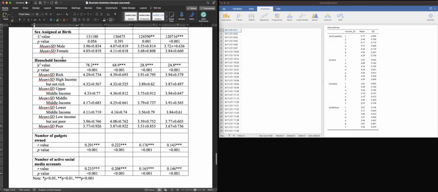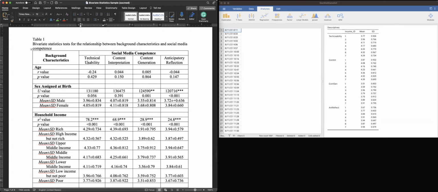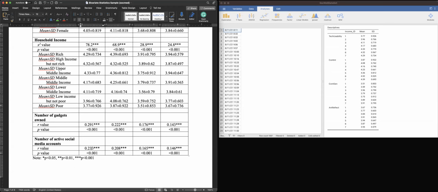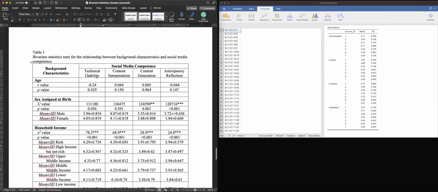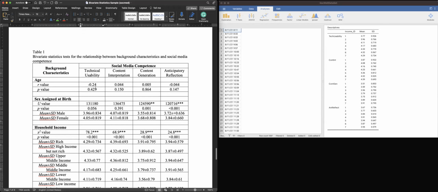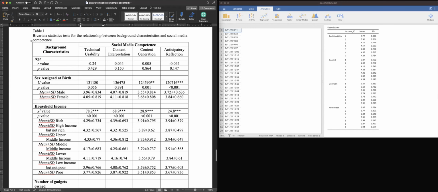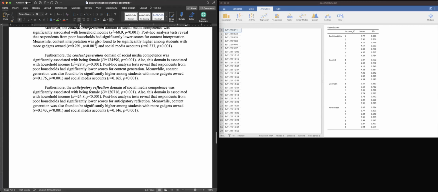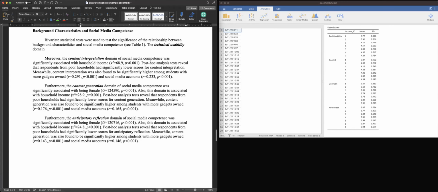So now how do you do the textual explanation? The textual explanation is one paragraph per domain of the dependent variable. So let's see. We start here. Bivariate statistical tests were used to test, examine, or determine the significance of the relationship between background characteristics and social media competency, table, whatever number table it is. The technical domain of social media competence.